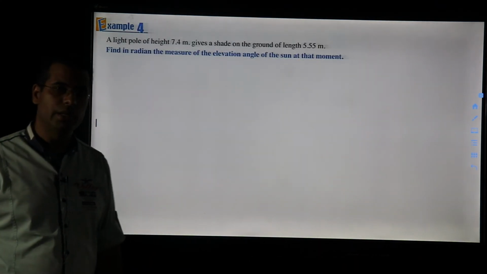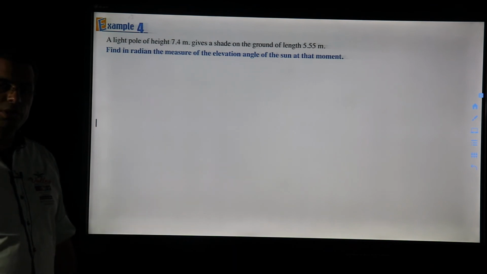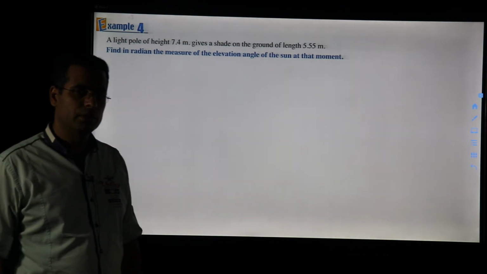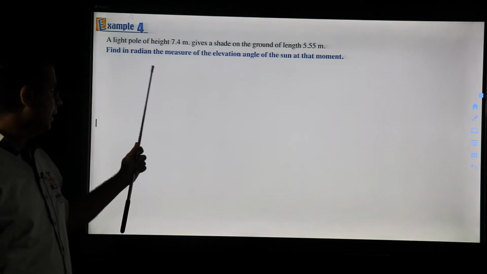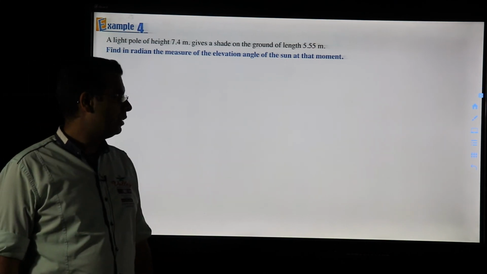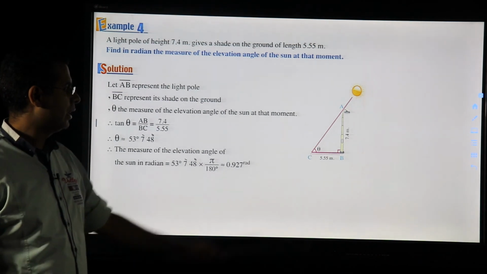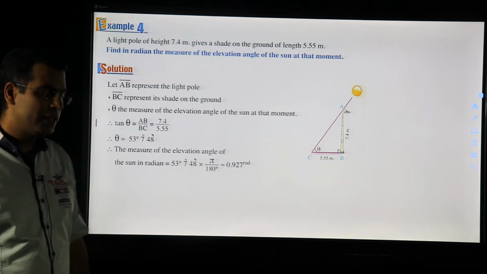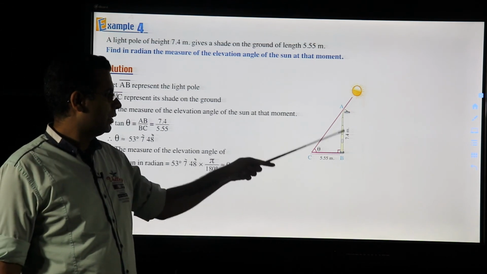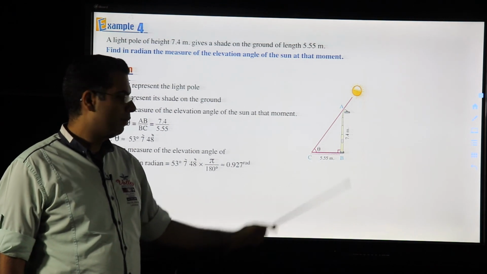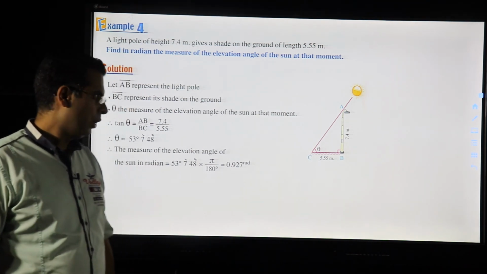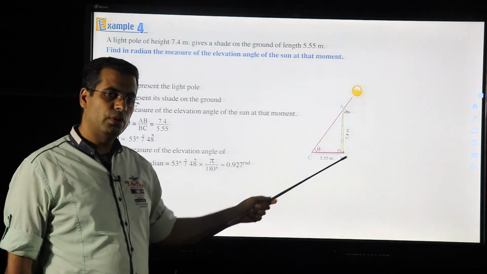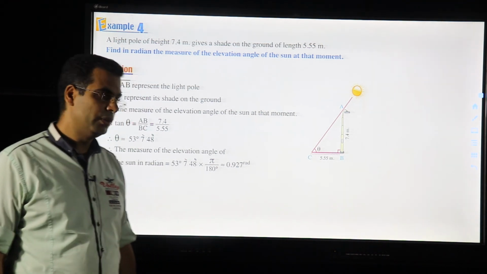Another example: a light pole of height 7.4 meters gives a shade on the ground of length 5.55 meters. Find in radians the measure of the elevation angle of the sun at that moment. We have a pole, and this is the sun. We want to find the measure of angle C or theta. The pole's height is 7.4 meters and the shade is 5.55 meters. We can use tan, opposite and adjacent. Tan theta equals opposite 7.4 over adjacent 5.55.